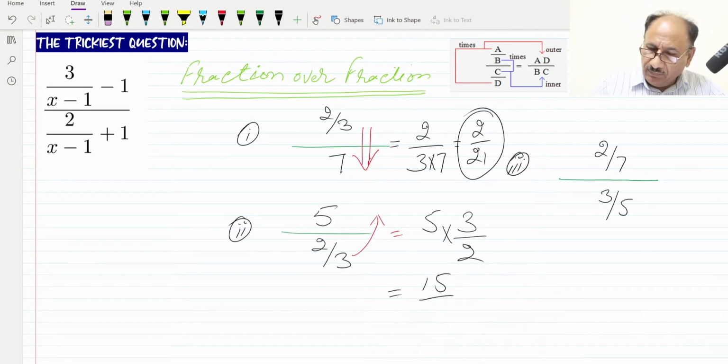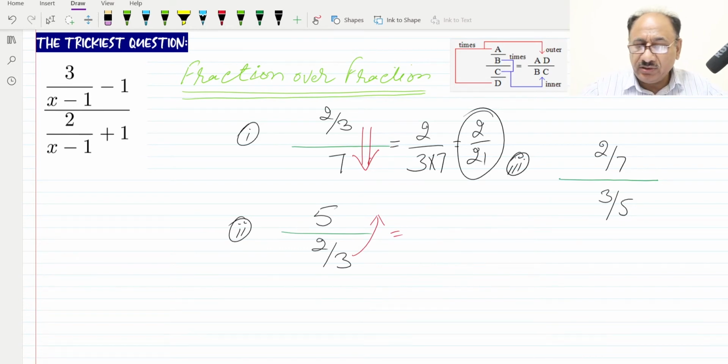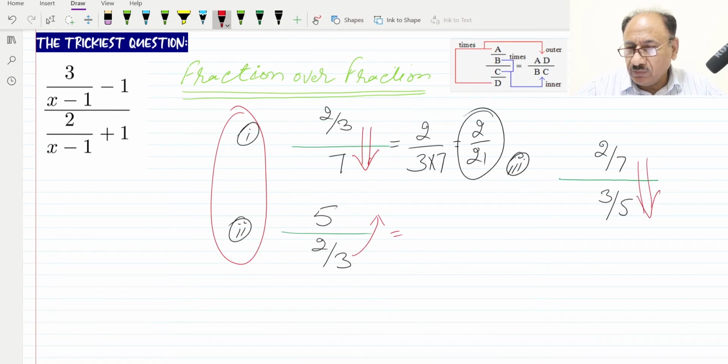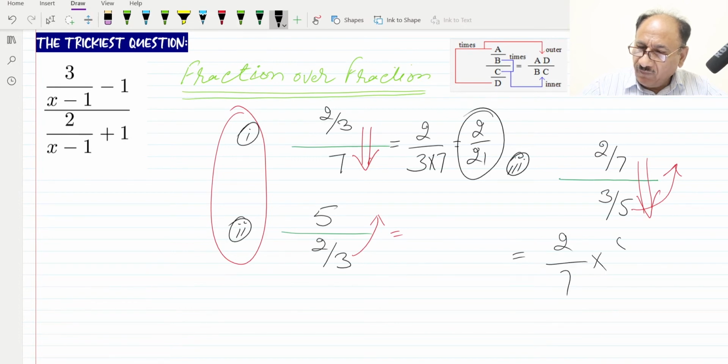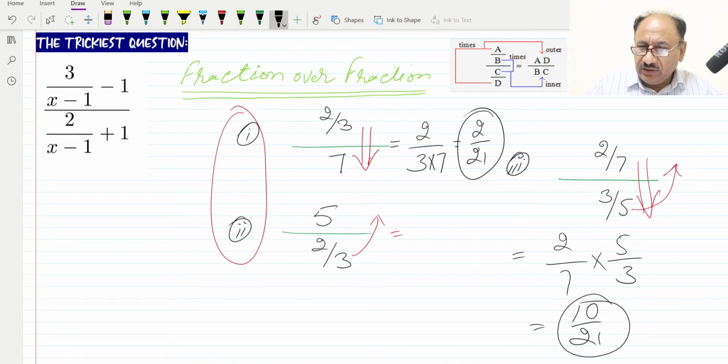Now the third type of scenario, in which we have to tackle a fraction in the numerator and a fraction in the denominator as well. We'll be applying both of these rules. The numerator fraction will be pulled down and the denominator fraction will be changed to its reciprocal. So our changed form will be 2 over 7 times 5 over 3, and this will be equal to 10 over 21. This will be the answer. This is how we deal with this type of fraction.